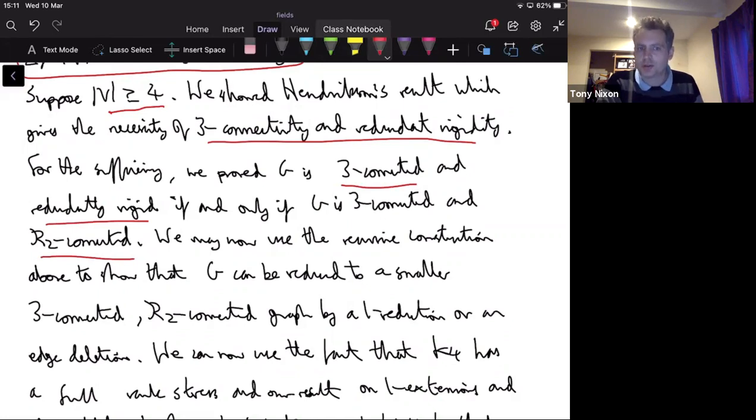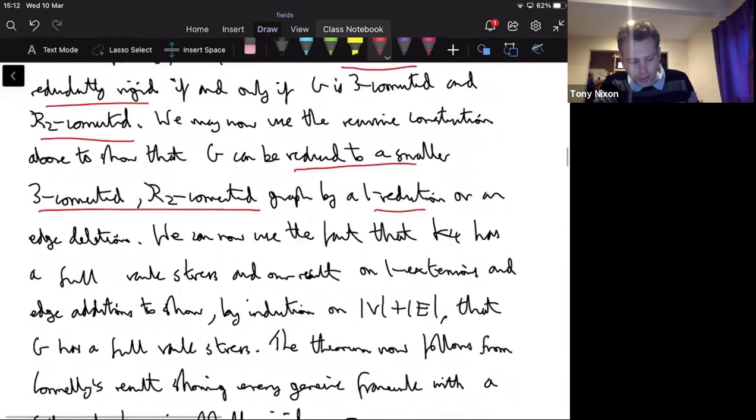So the recursive construction theorem I just mentioned, that all 3-connected R2 connected graphs can be generated by edge additions and one extensions from K4, tells us that if our graph is not K4, then it can be reduced to a smaller 3-connected R2 connected graph by one reduction or edge deletion. The way I've phrased it avoids using the Gortler-Healy-Thurston theorem, because I think that's complicated. So I've expressed it by talking about stresses.